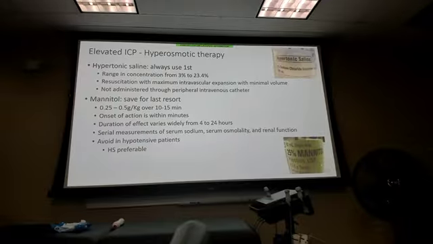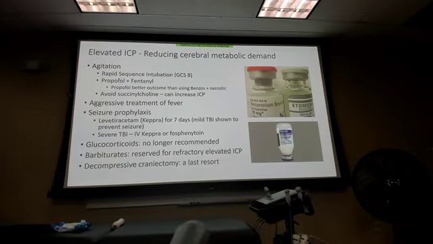So if you try the 3% first, we'll maybe try a couple boluses of 3%, and if we really cannot get their ICP down, then we can do mannitol as a last resort. Okay? We try to avoid these in hypotensive patients, just because they can decrease their blood pressure and then kind of negate what we're trying to do. Okay? So we use hypertonic saline for the most part. Okay. All right. What other things can we do?